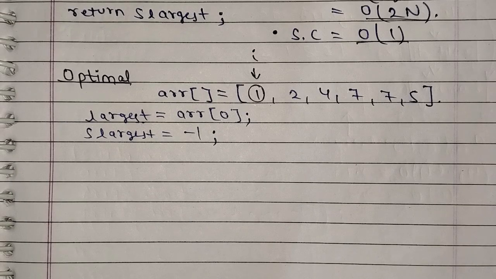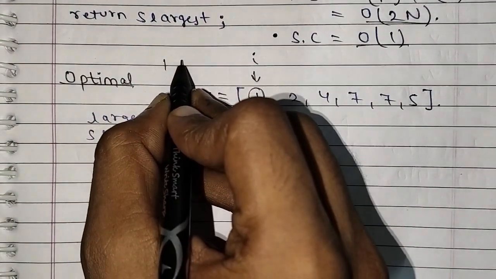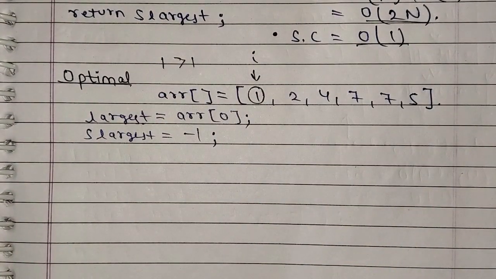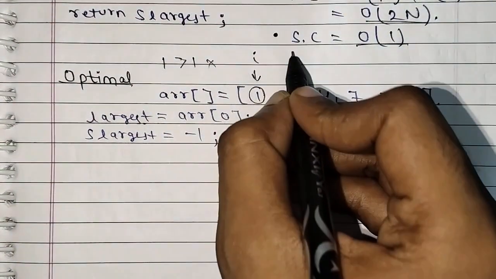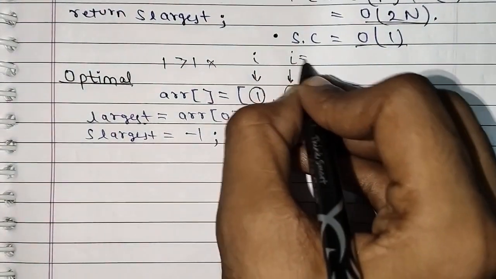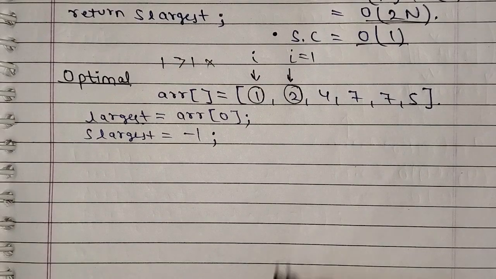Are you greater than largest? He said 1 is not greater than 1. Okay, so we have to take another element, I is equal to 1. We have to iterate from I is equal to 1, because index 0 is already taken by the largest element.